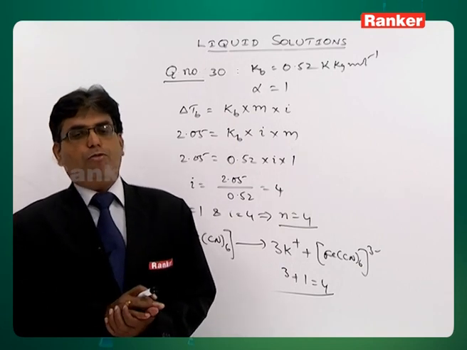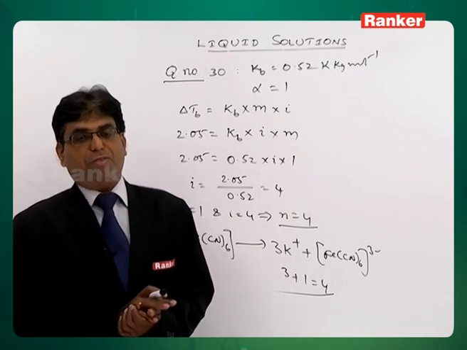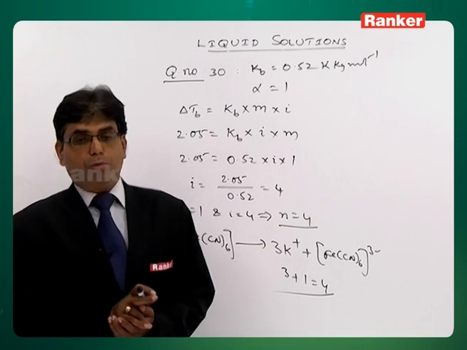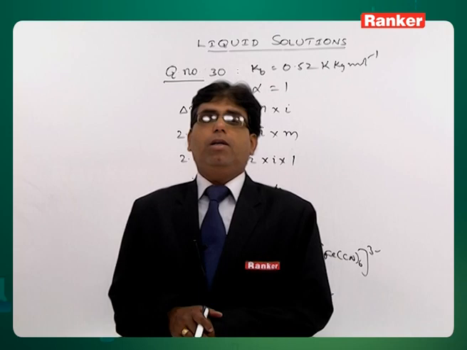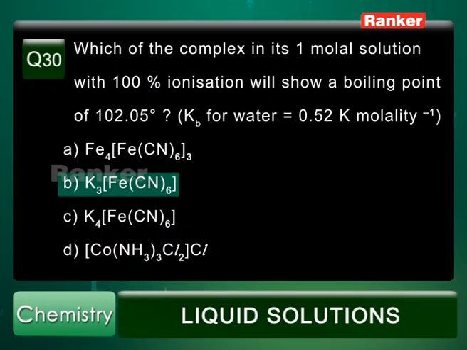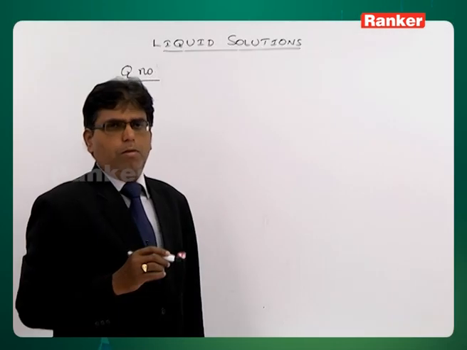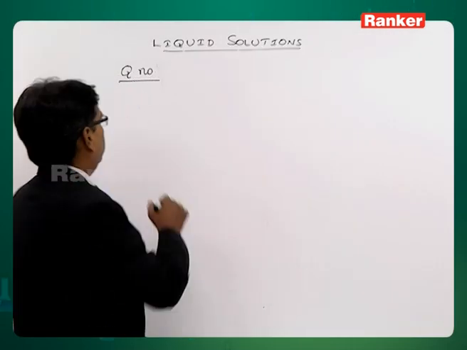Option B it is 4, option C it is 4 plus 1, 5, option D it is 1 plus 1, 2. So, our answer should be 4. So, that means the correct option must be option B, K3Fe(CN)6, where we will get n equal to 4. Now, let us move on to question number 31.